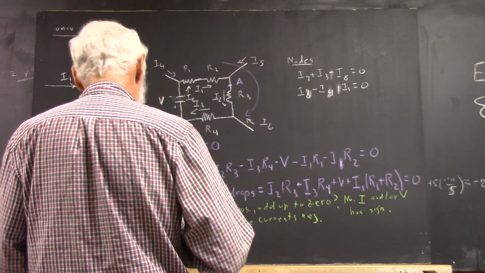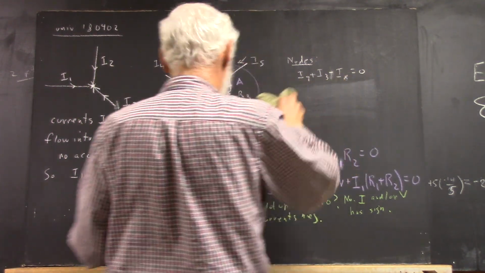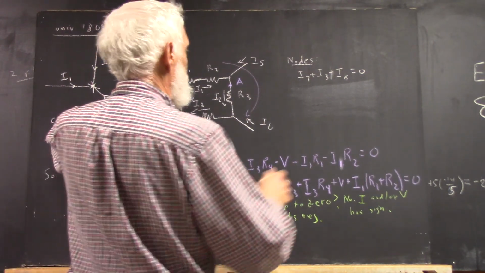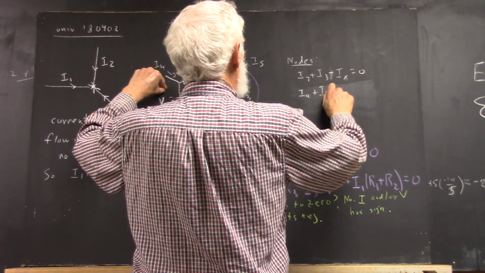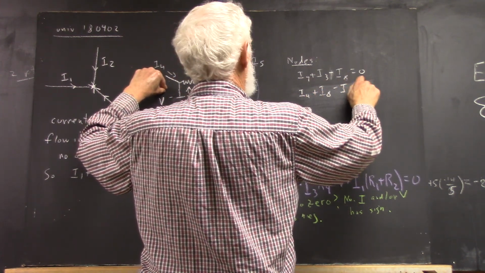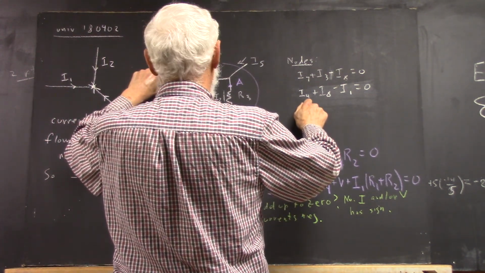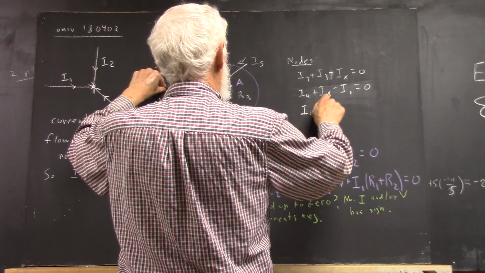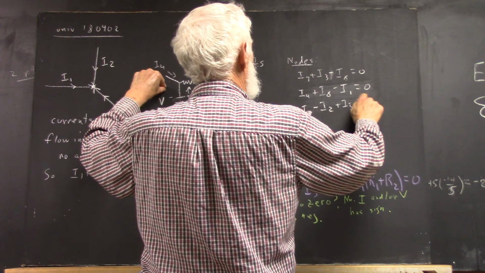Okay? We want to be sure that we're oriented toward currents coming into the node. Into the node, we've got I4 and I8. So it's I4 plus I8. Out of the node, we've got I1. That's 0. Over here, I1 comes in, I2 goes out, I5 comes in.